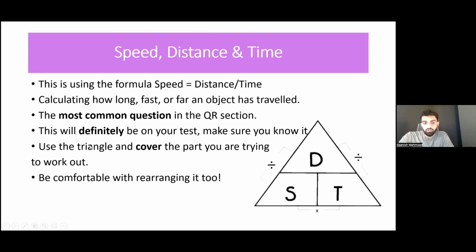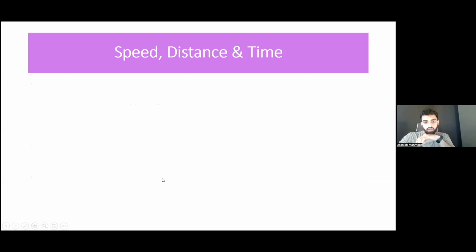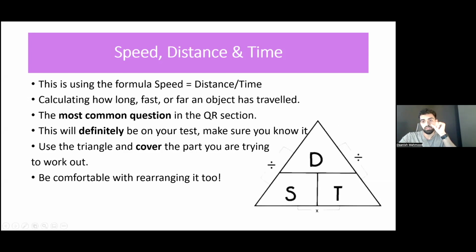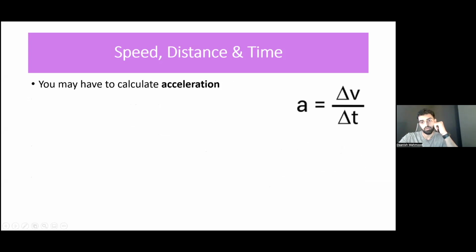So that's how you use the triangle, and be comfortable with rearranging this as well. Sometimes they might give you two of them. The question might involve more calculations, but you have to figure out the distance first, and then use that to do this triangle. But yeah, speed, distance, and time, very common questions. And just to add to that, you may have to calculate acceleration too. So speed, distance, and time is this formula here, but acceleration is this formula.